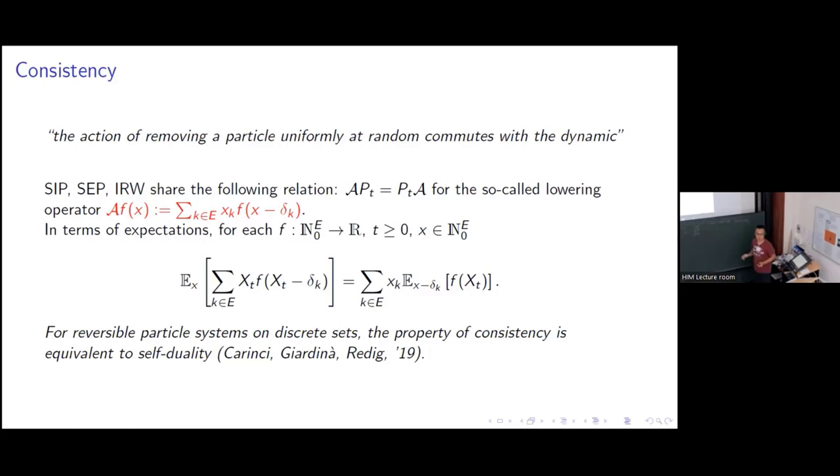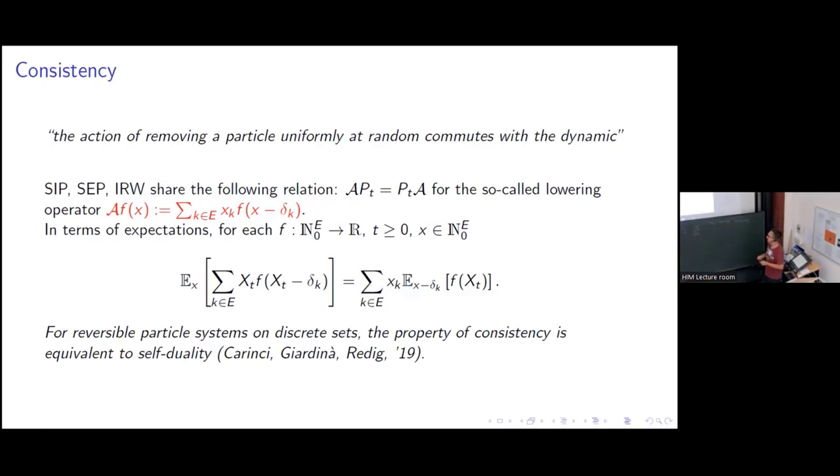Maybe one remark, I'll also talk about that later. In Jan Swart's presentation, there was also a notion called consistency. It means almost the same, with the difference that here we remove a particle uniformly at random, and in the other consistency we remove a fixed particle. That's the only difference, but we will see that later when we look at examples.